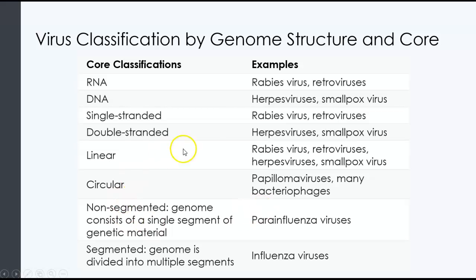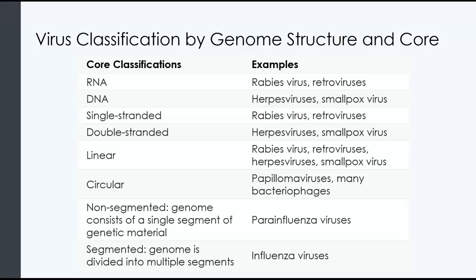I'm not going to go over this a whole lot. I'm just going to tell you that we are going to use the Baltimore classification system to classify viruses. It's the most commonly used classification system today, but this table shows you some differences between viruses. Viruses can have either RNA or DNA in their core. The RNA can be single-stranded or double-stranded. The DNA can be single-stranded or double-stranded. The chromosomes can be linear, like the chromosomes found in human cells. They're linear.